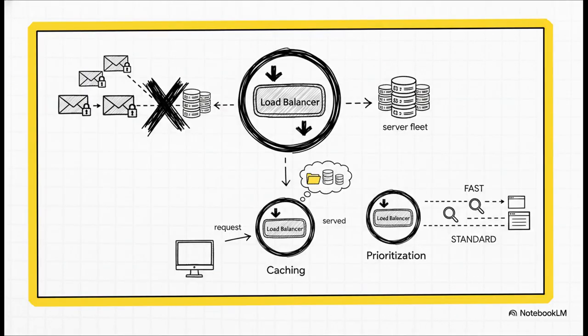And they do way more than just balance traffic. They can take on heavy tasks like encryption and decryption, freeing up the web servers. They can cache frequently requested stuff to deliver it faster, and even prioritize certain kinds of traffic over others, making the whole experience faster and smoother for everyone.